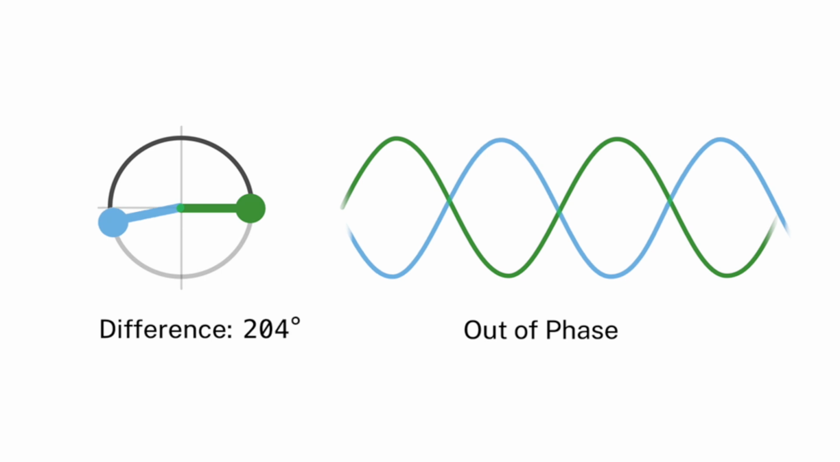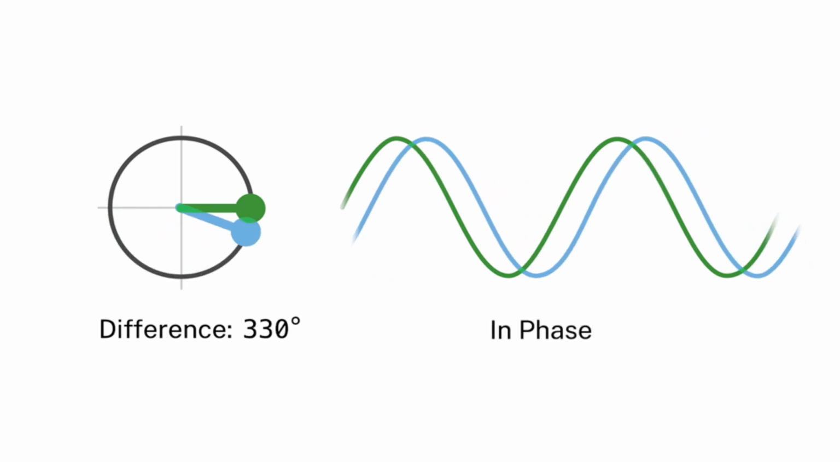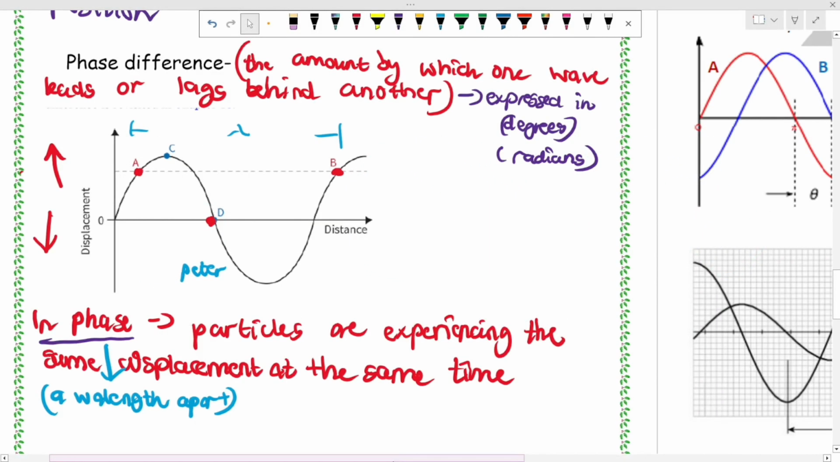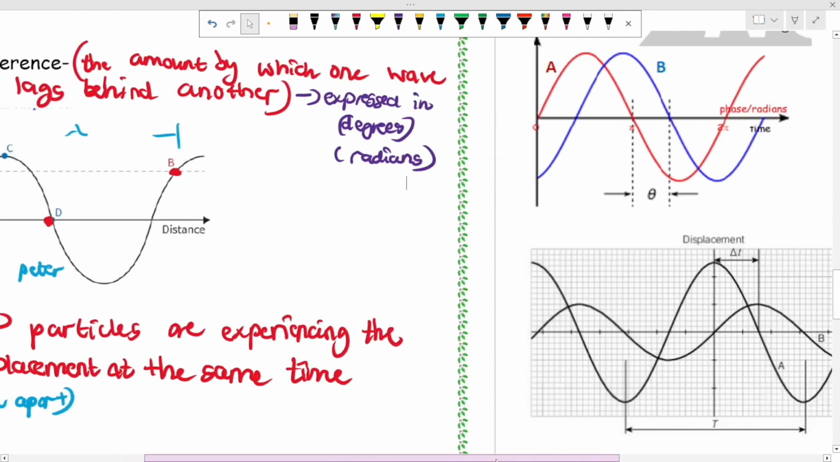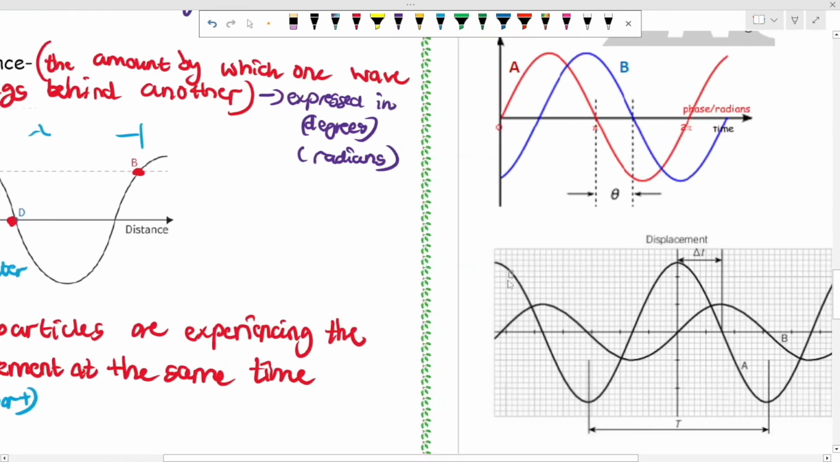So we want to find out by how much. By how much is wave A lagging behind wave B? And how do you look at this? If you look at this diagram that I have over here, we have two waves. We can essentially say that one wave is leading or one wave is lagging behind the other.